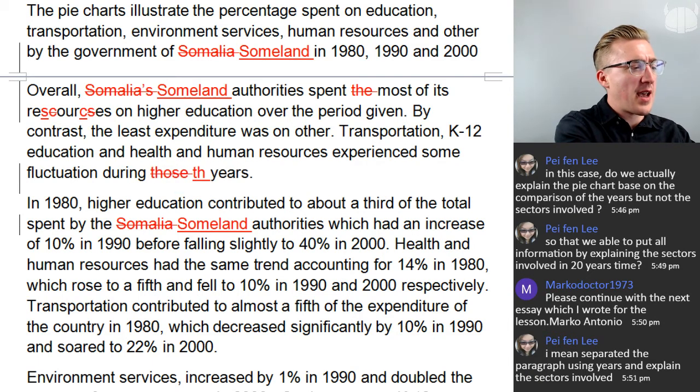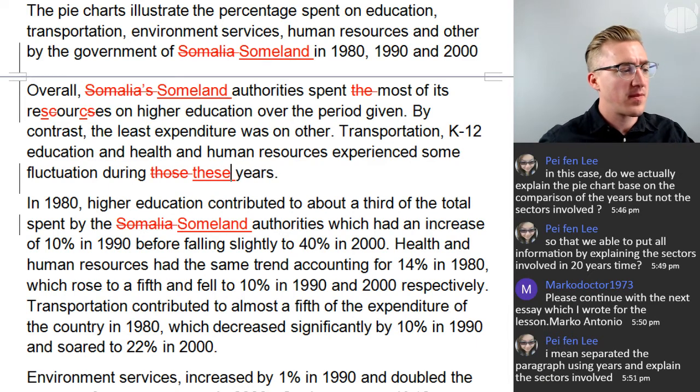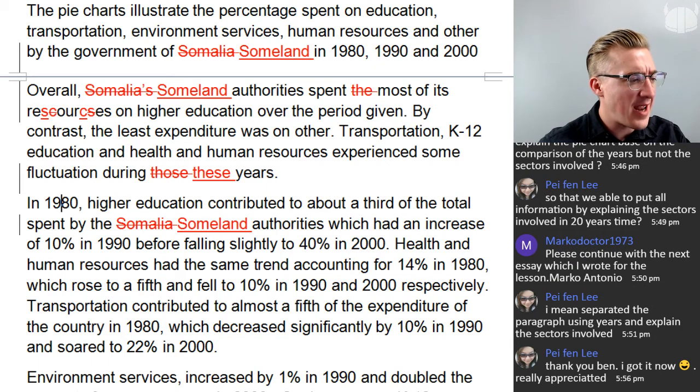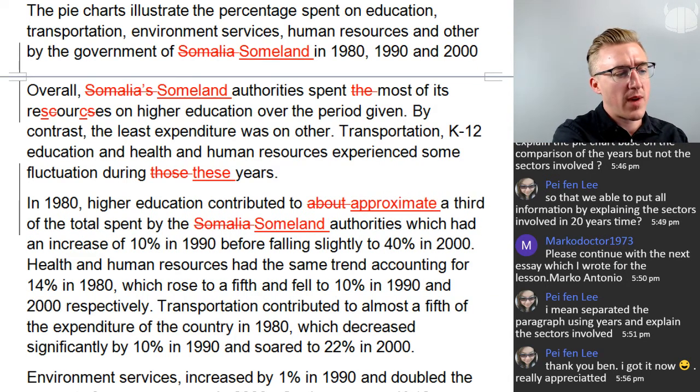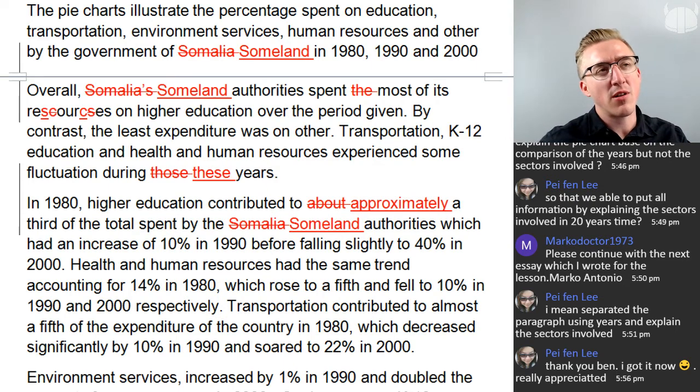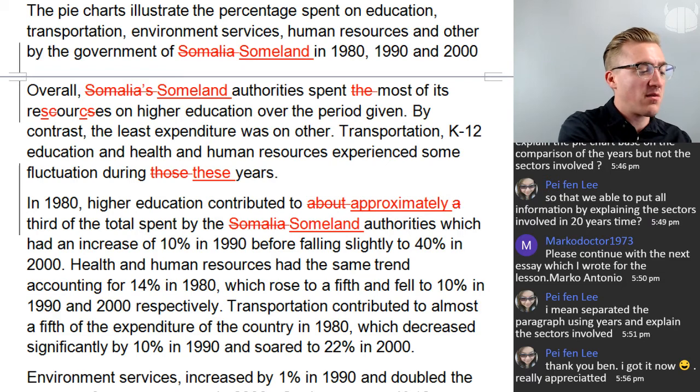Good. And I would say these years. You almost never use those. This, these, not them and those. Or that and those. In 1980, higher education contributed to about is a bit casual. I like to use approximately, or around is okay. And a third, let's say 1/3.